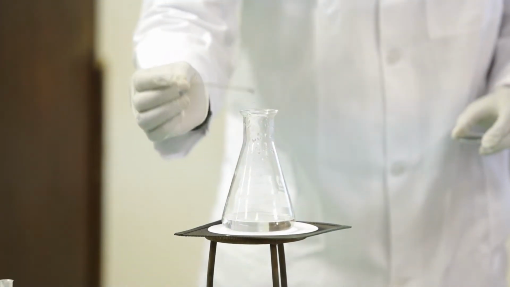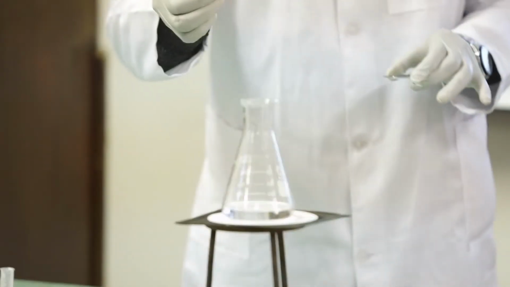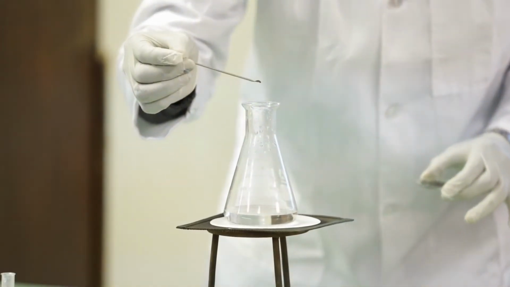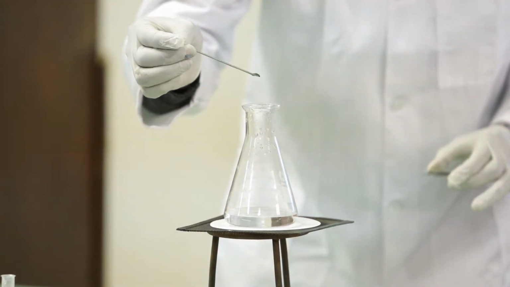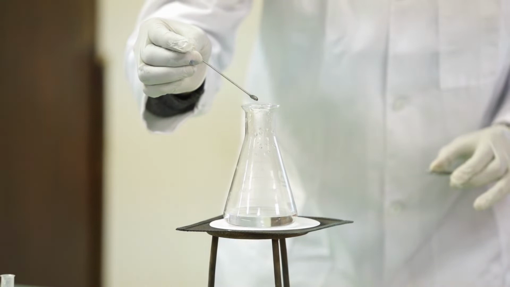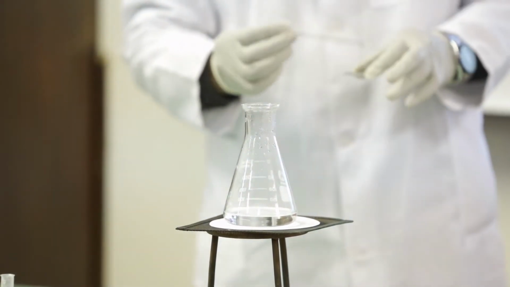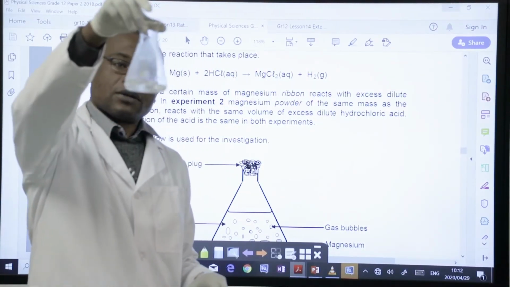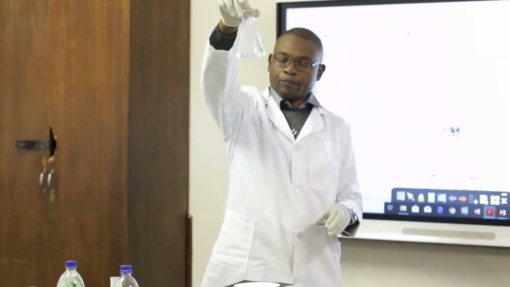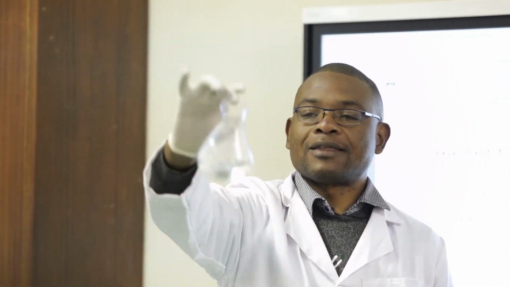There we have it. I'm trying to keep track of the powders, but it looks like immediately when they touch the surface of the solution, they are disappearing. Look at the bubbles. So within a second, they are gone, nothing. Let me keep on adding.